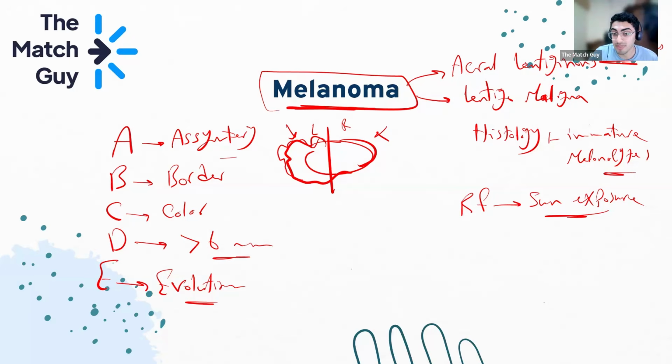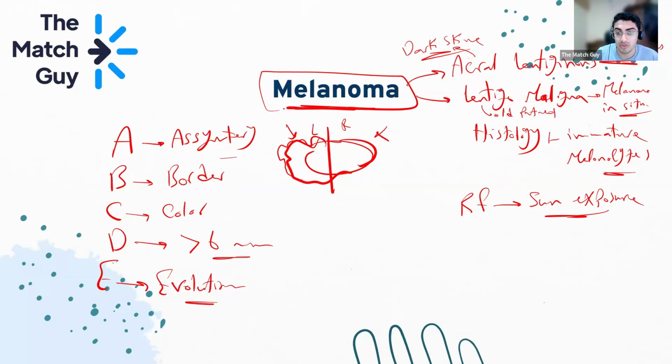It arises in palms and soles in patients with dark skin, like African Americans, for example. Lentigo maligna, on the other hand, is basically melanoma in situ: melanoma in the epidermis, not invading the basement membrane. And it arises in patients with lots of sun exposure, okay? With lots of sun exposure.